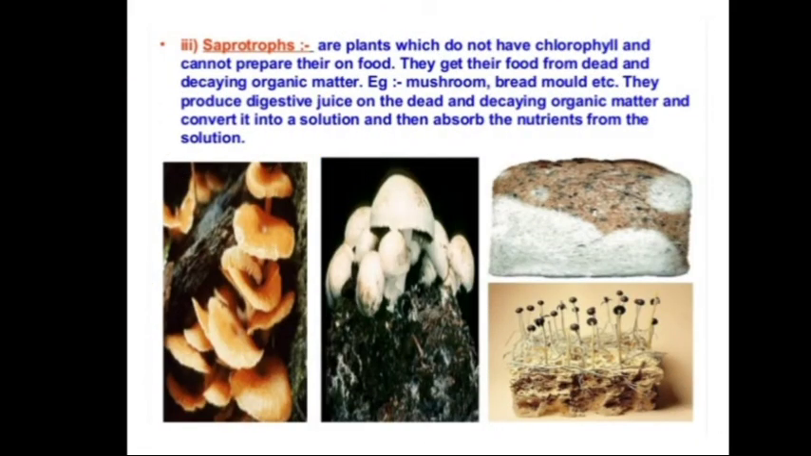Saprotrophs are plants which do not have chlorophyll and cannot prepare their own food. They get their food from dead and decaying organic matter. Example: mushroom, bread mold, etc. They produce digestive juices on dead and decaying matter and convert it into a solution and then absorb the nutrients from the solution.